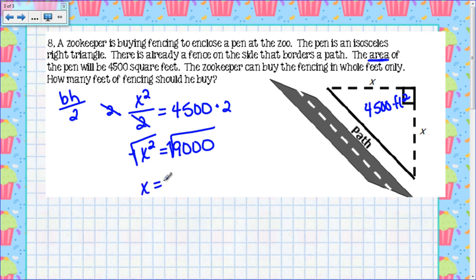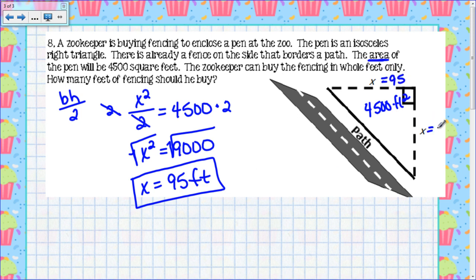So x is going to equal, and remember it says that we have to get whole feet of fencing, so we're going to do the square root of 9,000. And it comes out to 94.868 and so on. Well, I need that to be whole feet. And so 94.8 rounds up to 95 feet. So he is going to need 95 feet of fencing, but that only takes care of one side.